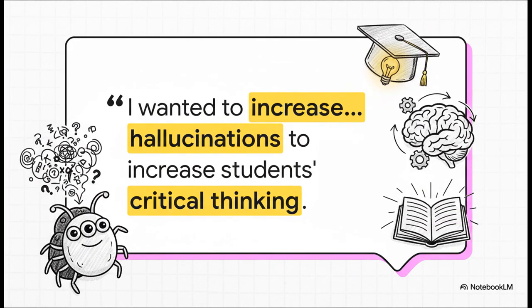Now check this out, because this is just brilliant. It shows you what happens when you give teachers control. This teacher said they actually wanted to increase the AI's errors, its hallucinations, to force students to think critically and check sources. I mean, that's turning a bug into a feature. That is pedagogical genius, and it only happens when the teacher is in charge.